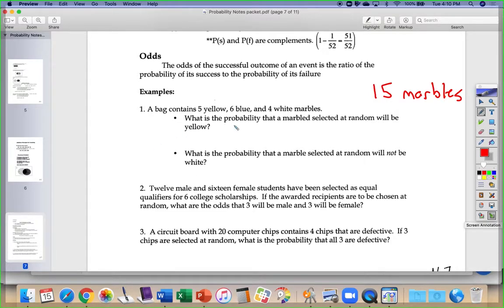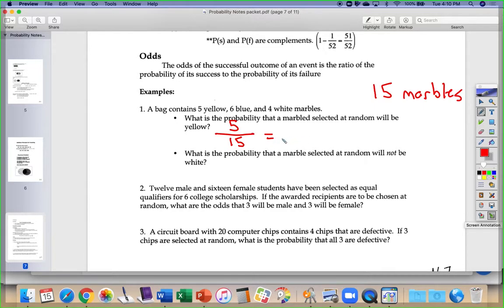Our first question says, what is the probability that a marble selected at random will be yellow? So to do probability questions, it's no longer just making counts. A probability question says, how many successes are there? Well, this is a pretty simple one. There's 5 successes. You divide by a total. What is the total? 15 marbles in the bag.